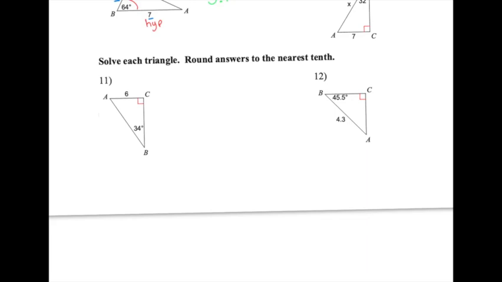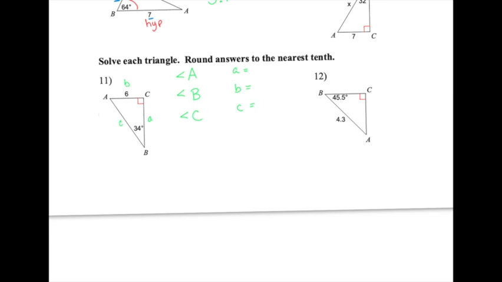When they say solve the triangle, they want the measurement of every single angle and every single side. Remember, the sides that I list here are opposite of that angle. So if I have side A, it's going to be opposite of A. Side B is opposite B. Side C is opposite C. That's how I'm listing those, okay?